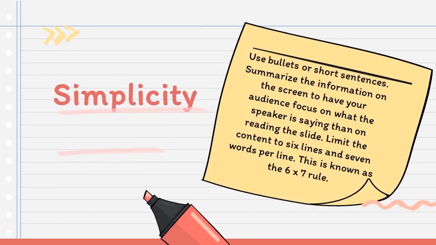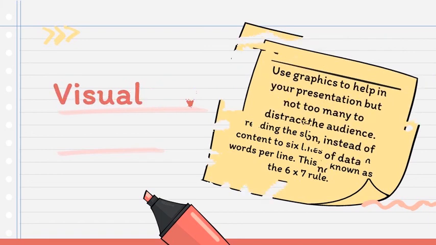Next, we have simplicity. Use bullets or short sentences and summarize the information on the screen to have your audience focus on what the speaker is saying rather than on reading the slide. And limit the content to 6 lines and 7 words per line. This is known as the 6x7 rule.